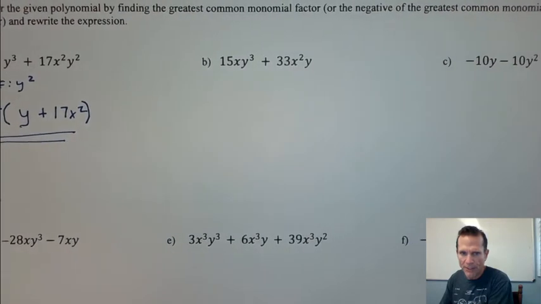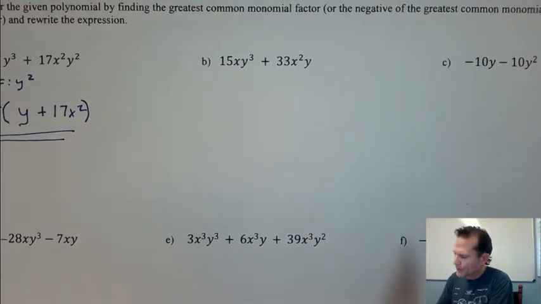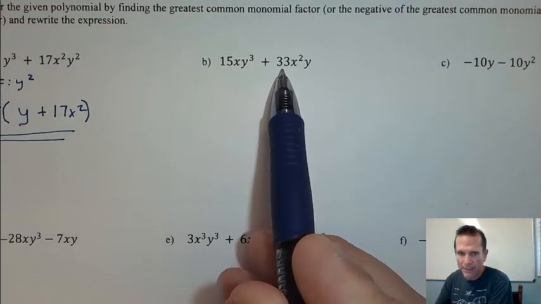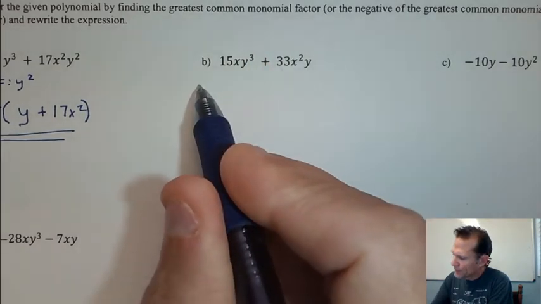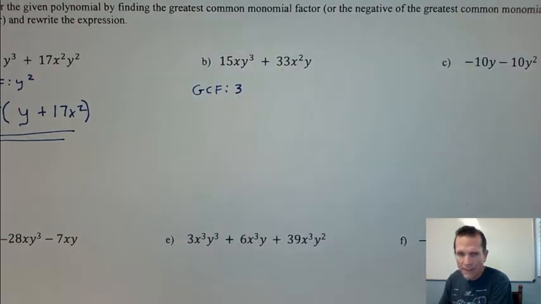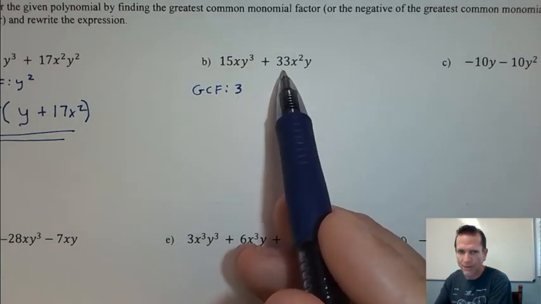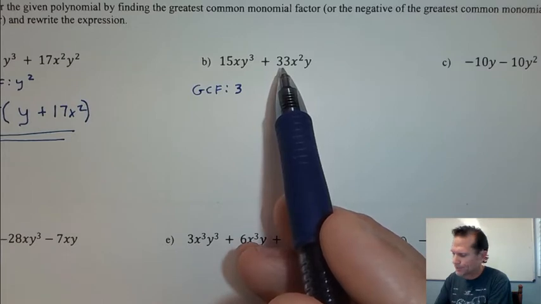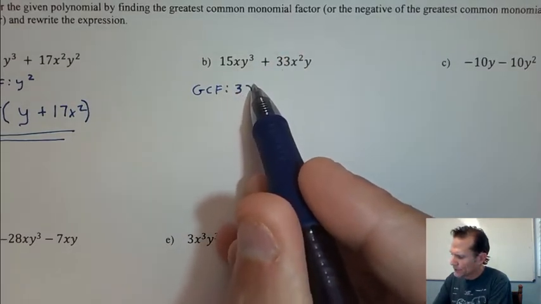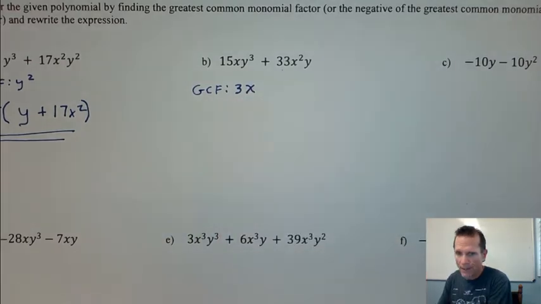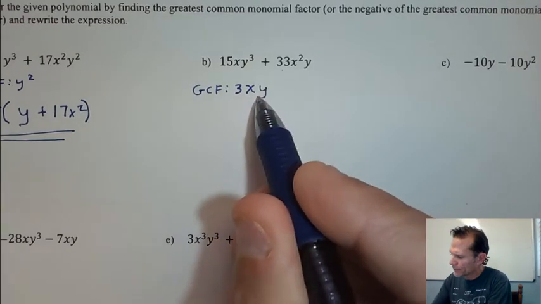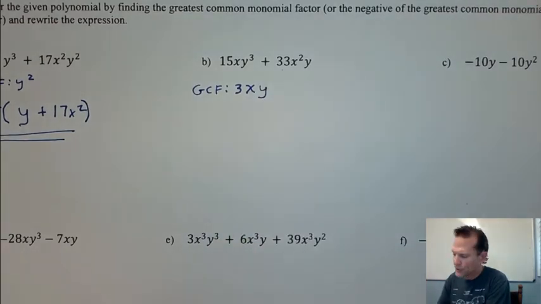All right, now looking at this next one, you might have spotted that 3 divides into this and 3 divides into this. So the part of the GCF is going to be 3. It can't be 5 because 5 doesn't divide into 33. Okay. Next I see an x and some x's, so I can only use x to the first power. And then when I look at the y's, y to the third and y, I can only use y to the first power. So there's my GCF.